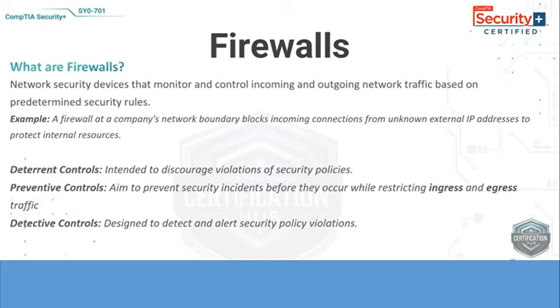Now if we talk about a firewall, what is a firewall? Already we have discussed it, and we have also discussed the types of firewall. It's a network security device that monitors and controls incoming and outgoing network traffic based on predetermined security rules. A firewall at a company's network gives the boundary and blocks any incoming connection from unknown external IP addresses to protect internal resources.